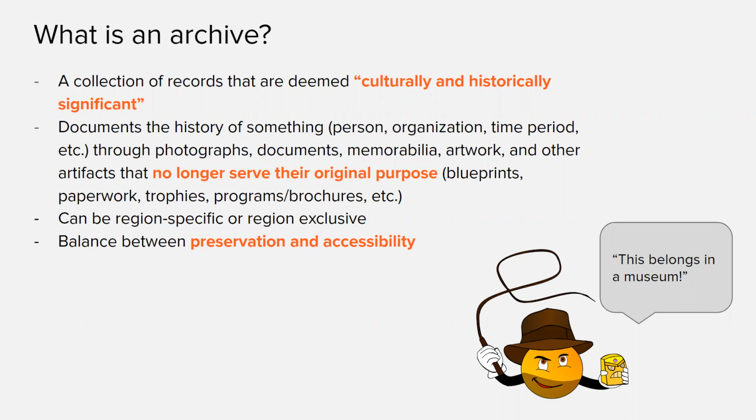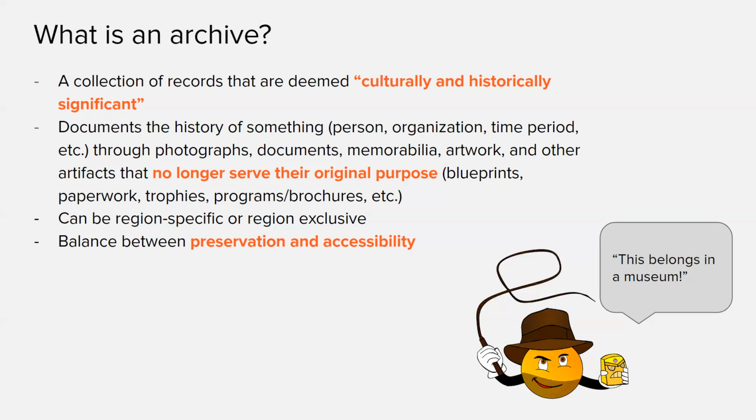Usually, archives document the history of something, either a person, organization, a time period, or something similar, through photographs, documents, memorabilia, artwork, and other artifacts that no longer serve their original purpose. And so the point of an archive is to save items that are historically significant, but they don't serve their original purpose anymore. And that's why they're able to be in the archive, because they're not being used for their original purpose anymore.